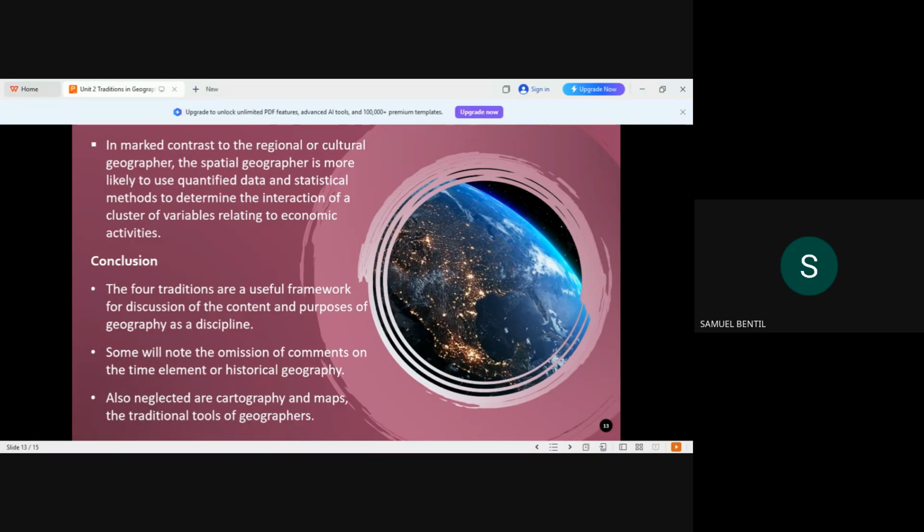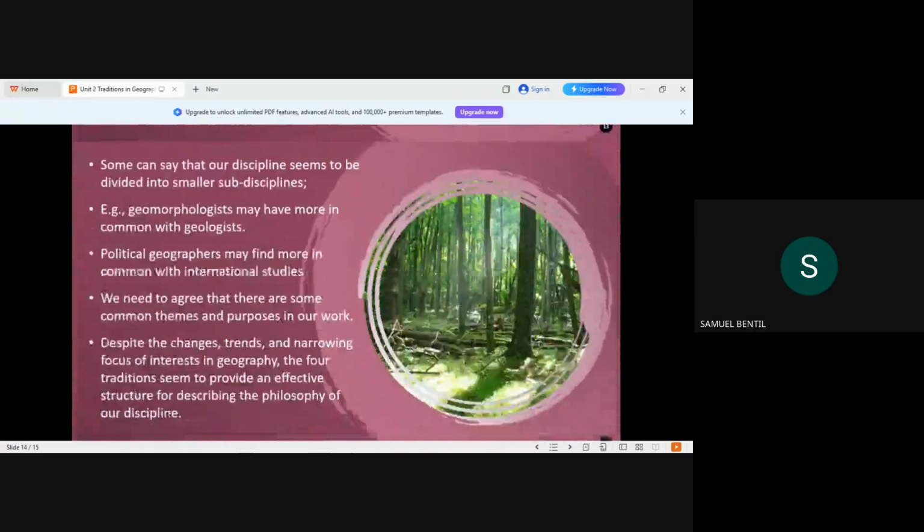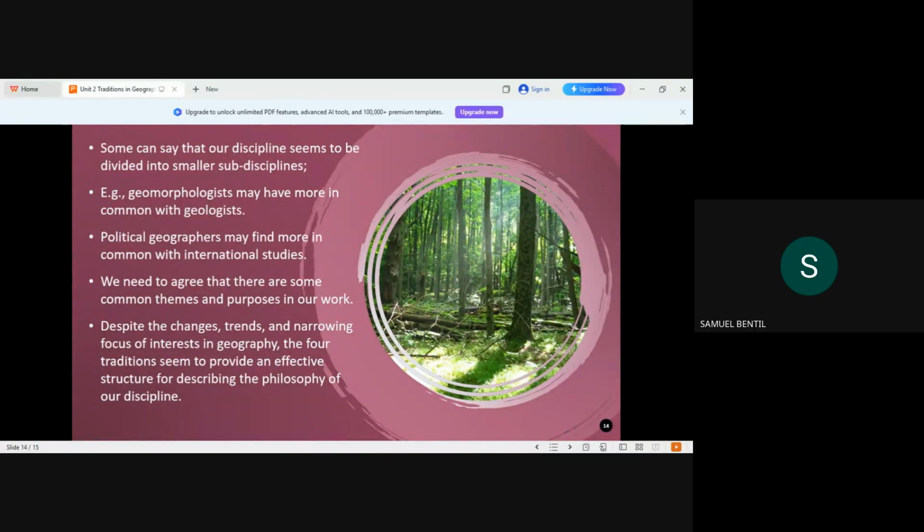You can also see cartography and maps, the traditional tools of geographers, which are captured in the spatial geography tradition. But in this modern era, we have remote sensing and GIS, which are a very critical aspect of these subject areas. They are also modern things that are very critical to geographical studies.